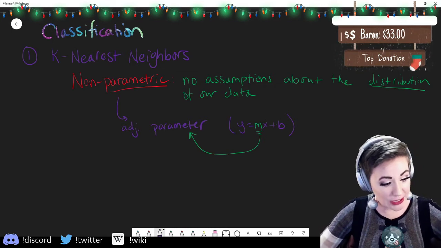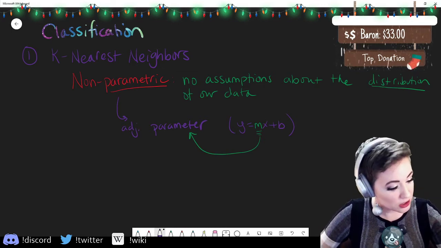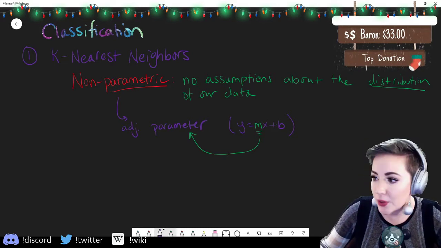K, we're going to get to, but just as good Joe is right, it's going to be the number of neighbors we choose, but we haven't quite got there. So we're going to go into that shortly.